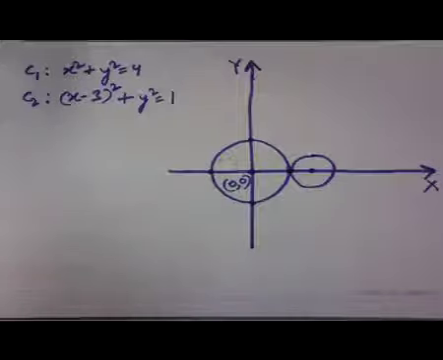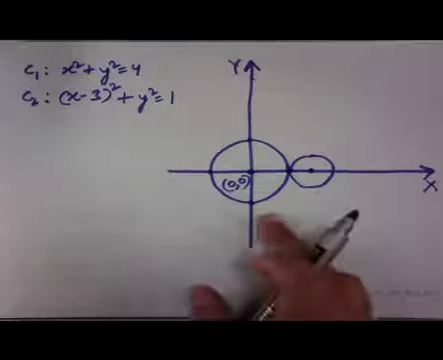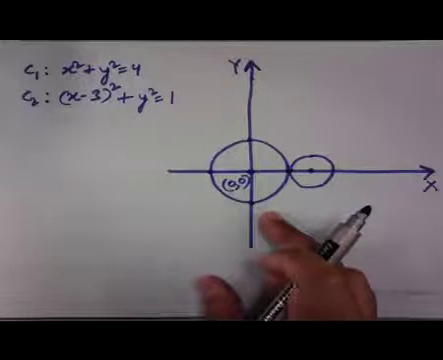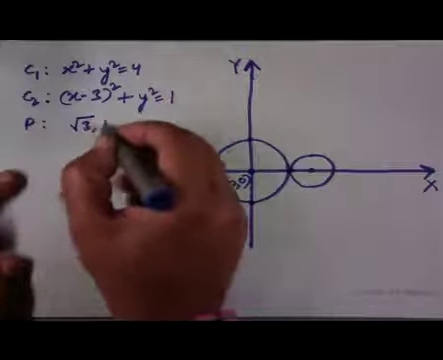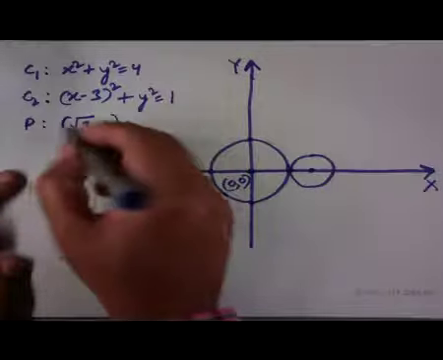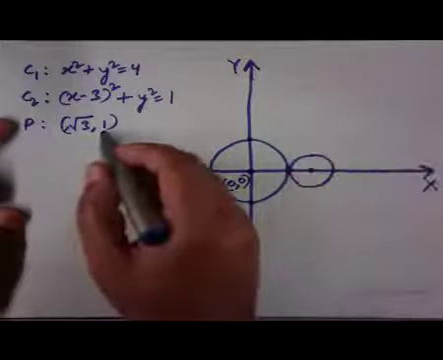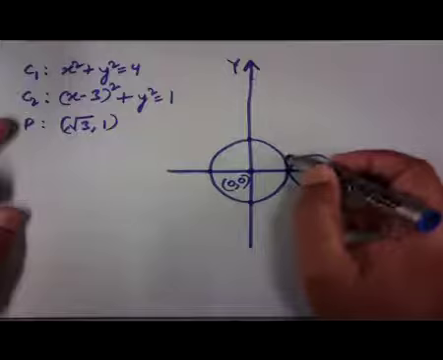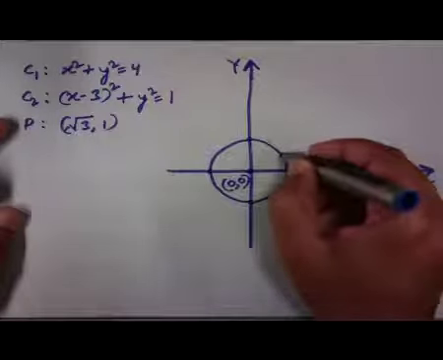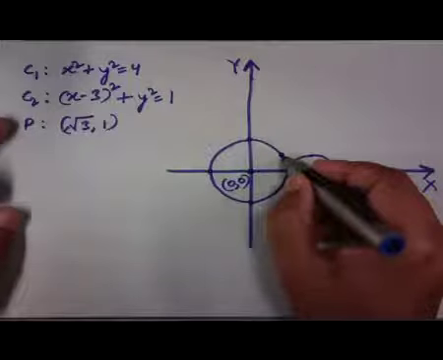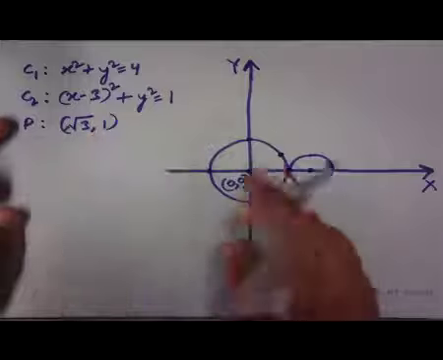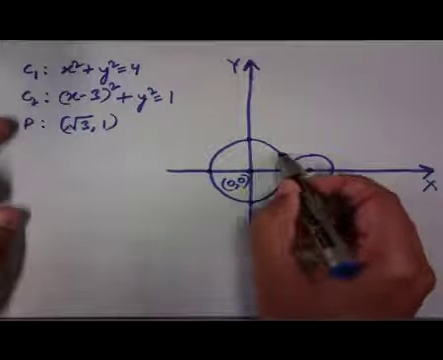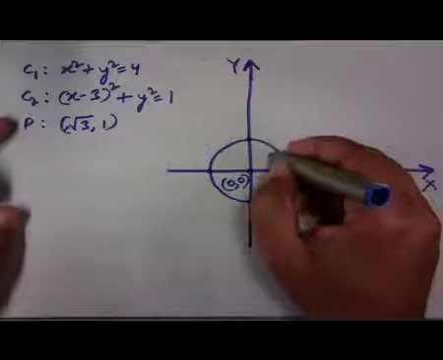It is said that a tangent PT is drawn to the first circle at a point P, which is square root of 3 comma 1. So, the point P is square root of 3 comma 1. Let us see where this point is. The y coordinate of this point is 1, and the point is in the first quadrant, so it should be this point, because this is the only point with y coordinate equal to 1. So, this is our P.